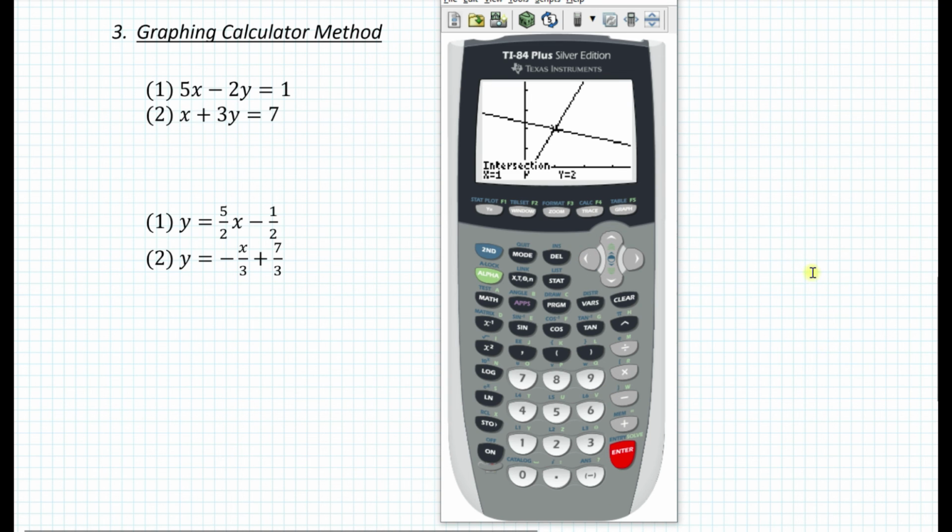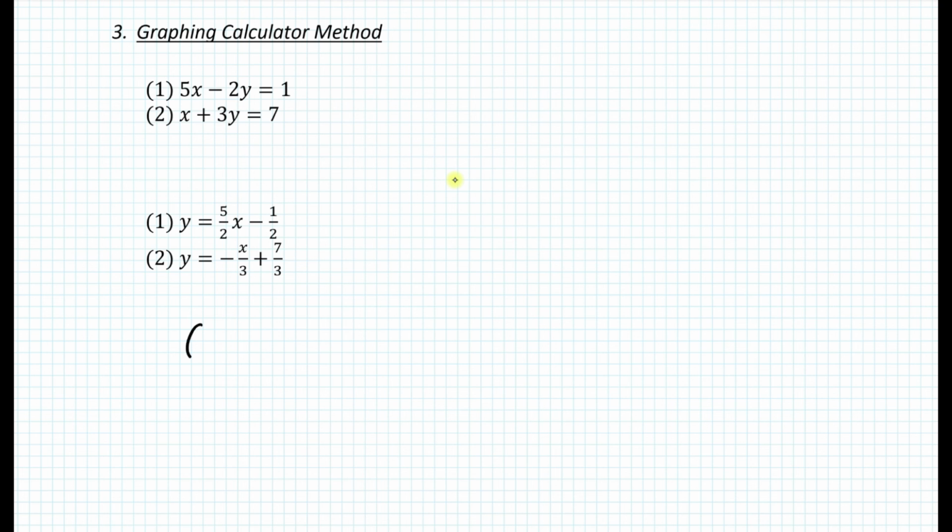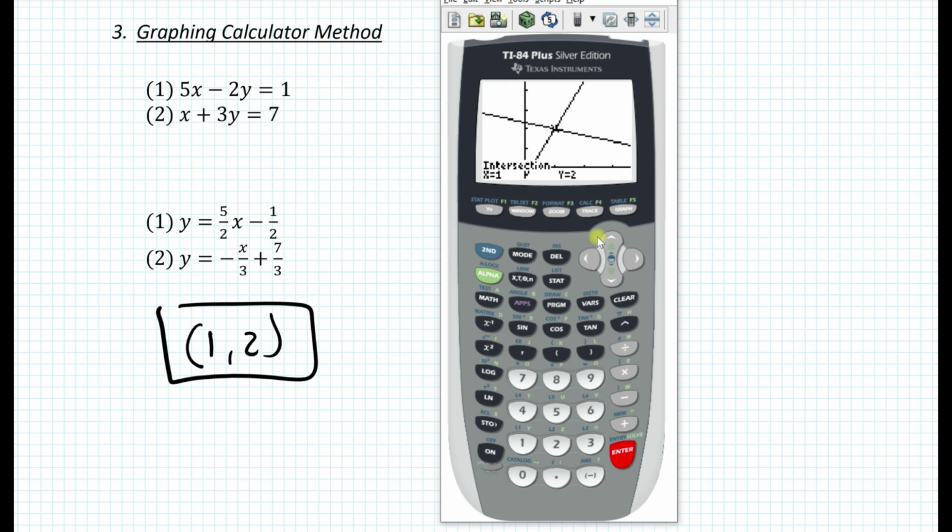Okay, so after the calculator did the calculations, you get an output value of x equal to 1 and y equal to 2. And that is actually the point of intersection. That is the solution to the system of equations. So we have (1, 2), and we just solved the problem, okay? Using the graphing calculator.